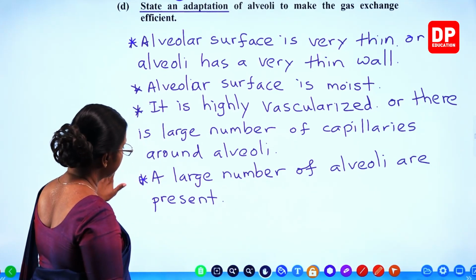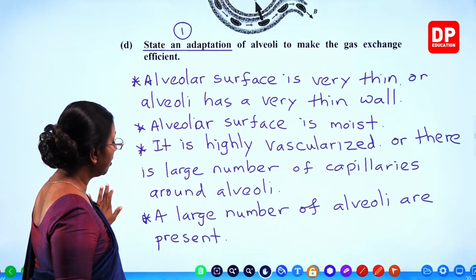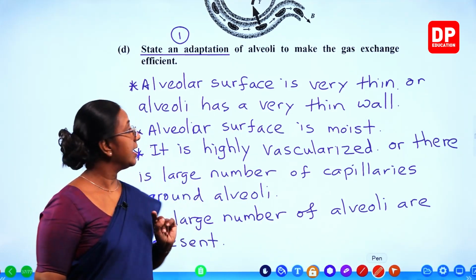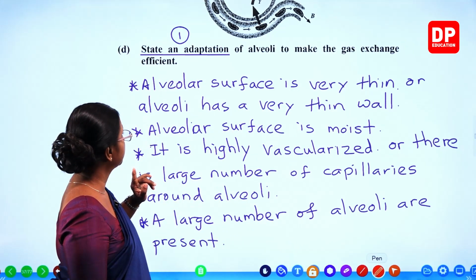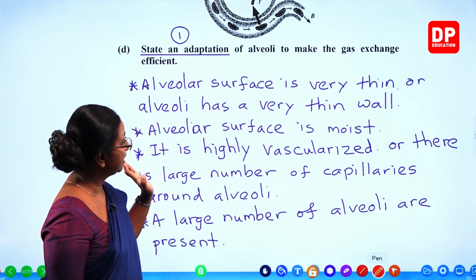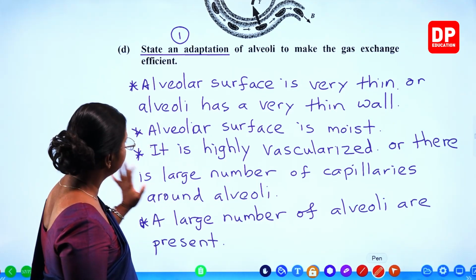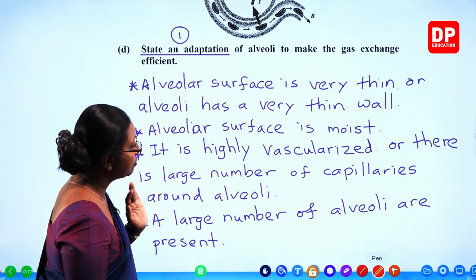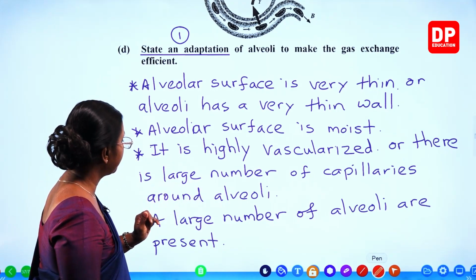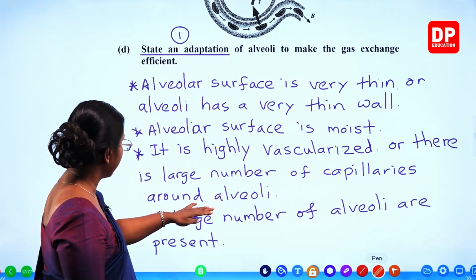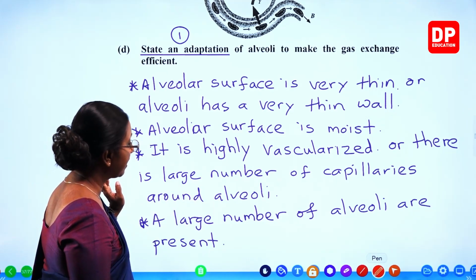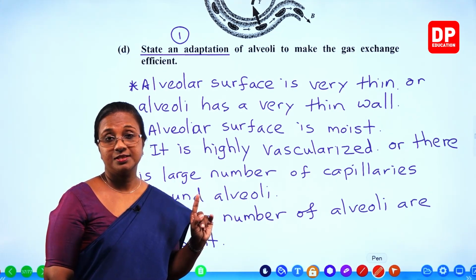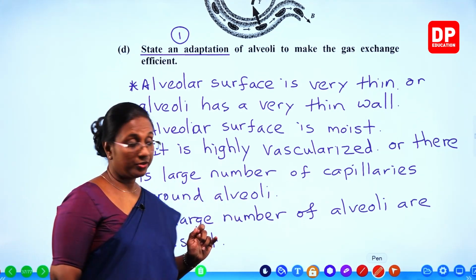So here students, like I told you all, I have written all the possible adaptations. You have to write only one adaptation, state an adaptation. So alveolar surface is very thin, or alveolar has a very thin wall. Alveolar surface is moist. It is highly vascularized, or there is a large number of capillaries around alveoli and a large number of alveoli are present. Any one of the adaptations. So with that, I'll move on to the next part.